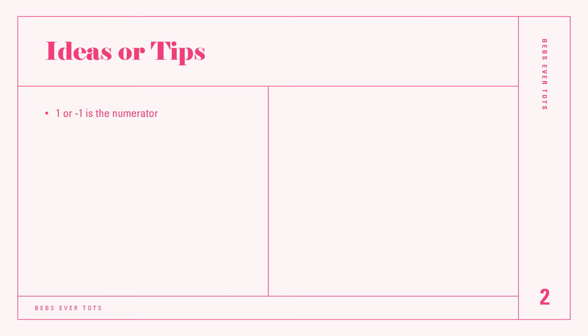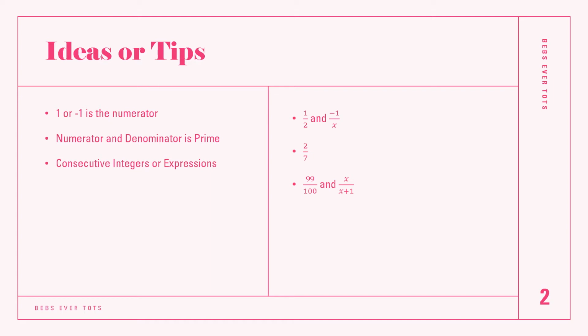First one is 1 or -1 is the numerator. An example is 1/2 and -1 over x. Numerator and denominator is prime, so an example is 2 over 7. Consecutive integers or expressions, so 99 over 100 and x over x plus 1.